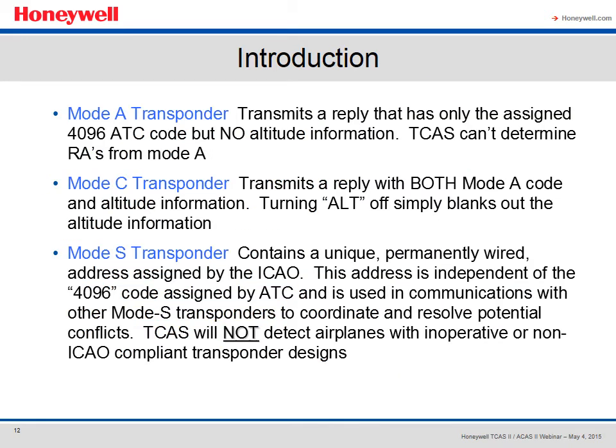Here's a quick comparison of transponder capability. Mode A has no altitude information, and TCAS cannot determine RAs for Mode A. Mode C relies on both Mode A code plus altitude information, so turning off Mode C simply blanks out the altitude. A Mode S transponder contains a unique, permanently wired address assigned by ICAO. The address is independent of the code assigned by ATC and is used in communications with other Mode S transponders to coordinate and resolve potential conflicts. TCAS can't detect airplanes with inoperative or non-ICAO compliant transponders.